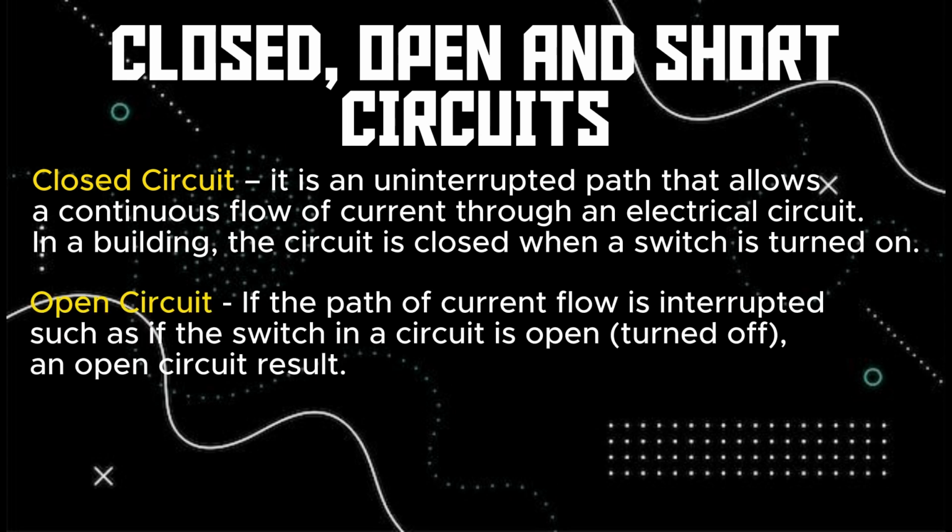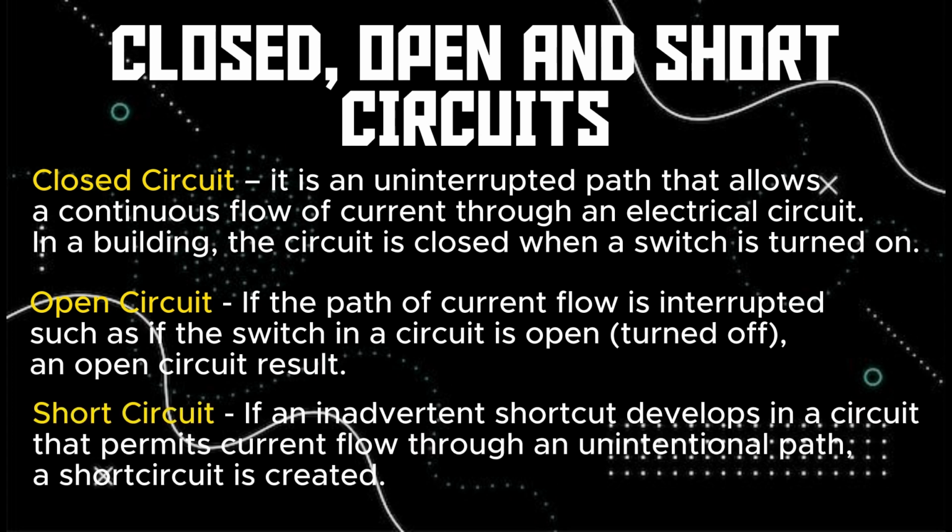Open circuit. If the path of current flow is interrupted, such as if the switch in a circuit is open, an open circuit results. Short circuit. If an inadvertent shortcut develops in a circuit that permits current flow through an unintentional path, a short circuit is created. A short circuit occurs when current leaks out of the intended conductor paths, such as out of a wire with damaged insulation.